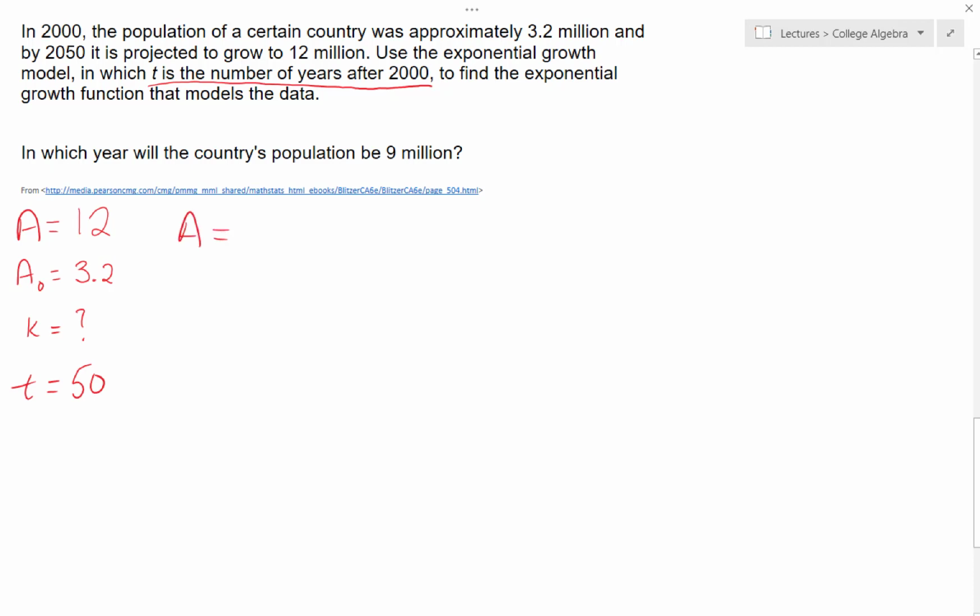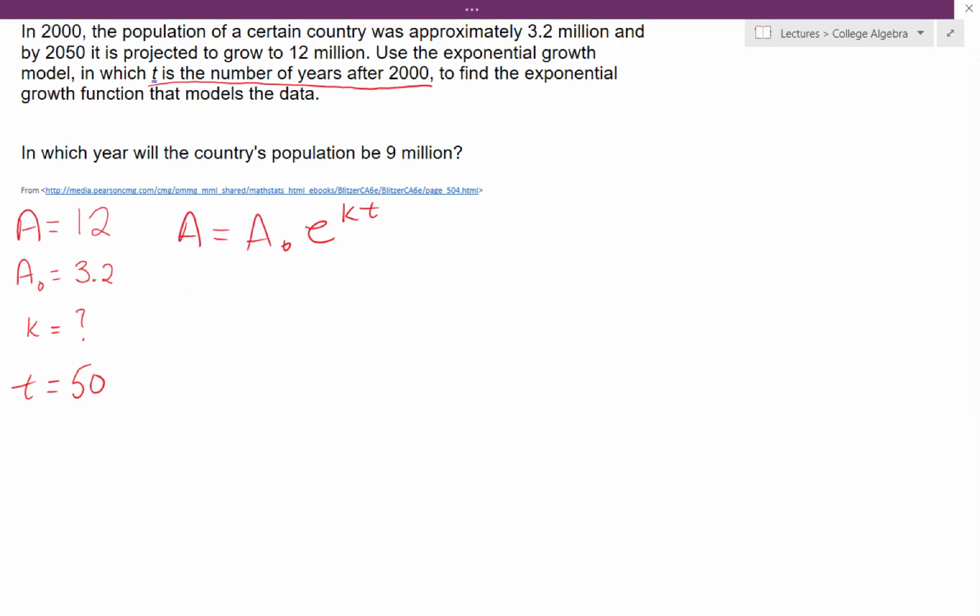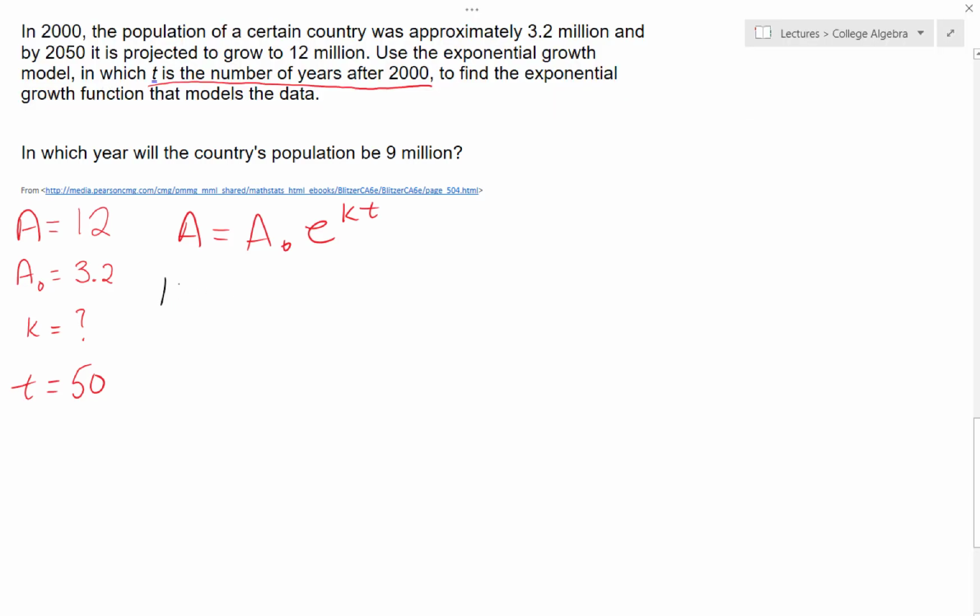And so now we use our formula. A is equal to a sub 0 e to the kt. And I put in the numbers that I have. So 12, actually, excuse me, let me do this. Let's use a different color. 12, because we're now solving for k, is equal to 3.2, because that's my a sub 0. E just hangs out. Raised to the k, I don't know what that is, times t, which is 50. And so now I have an exponential equation where k is my unknown.